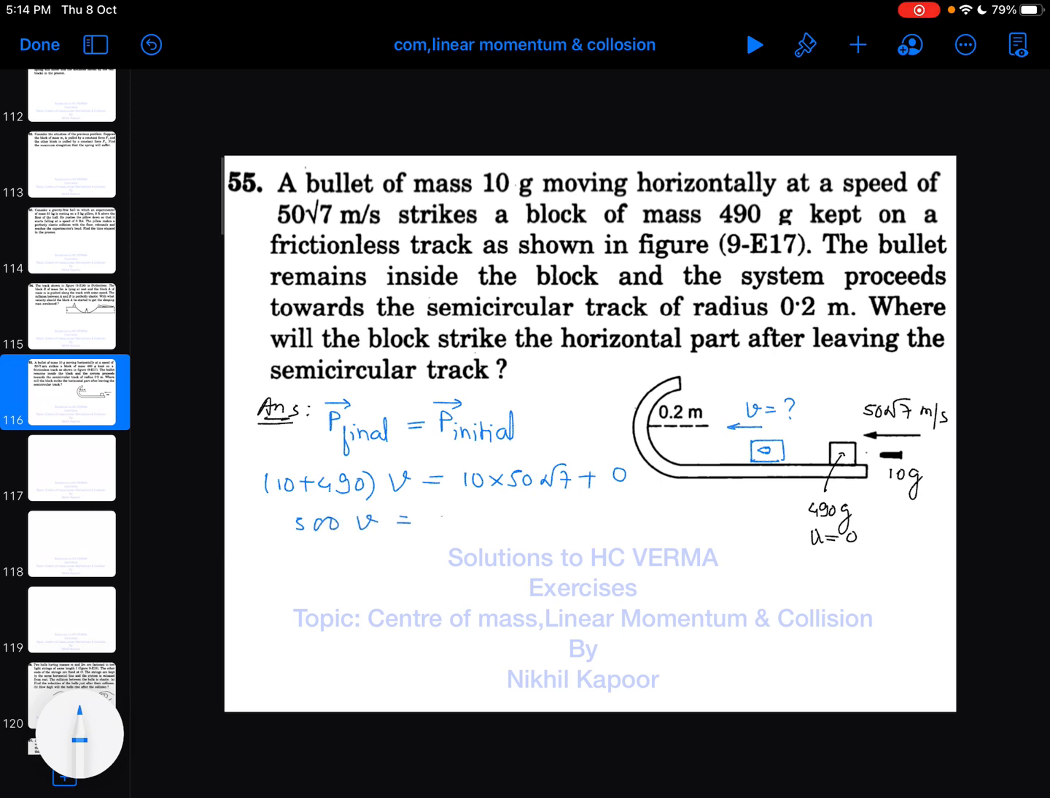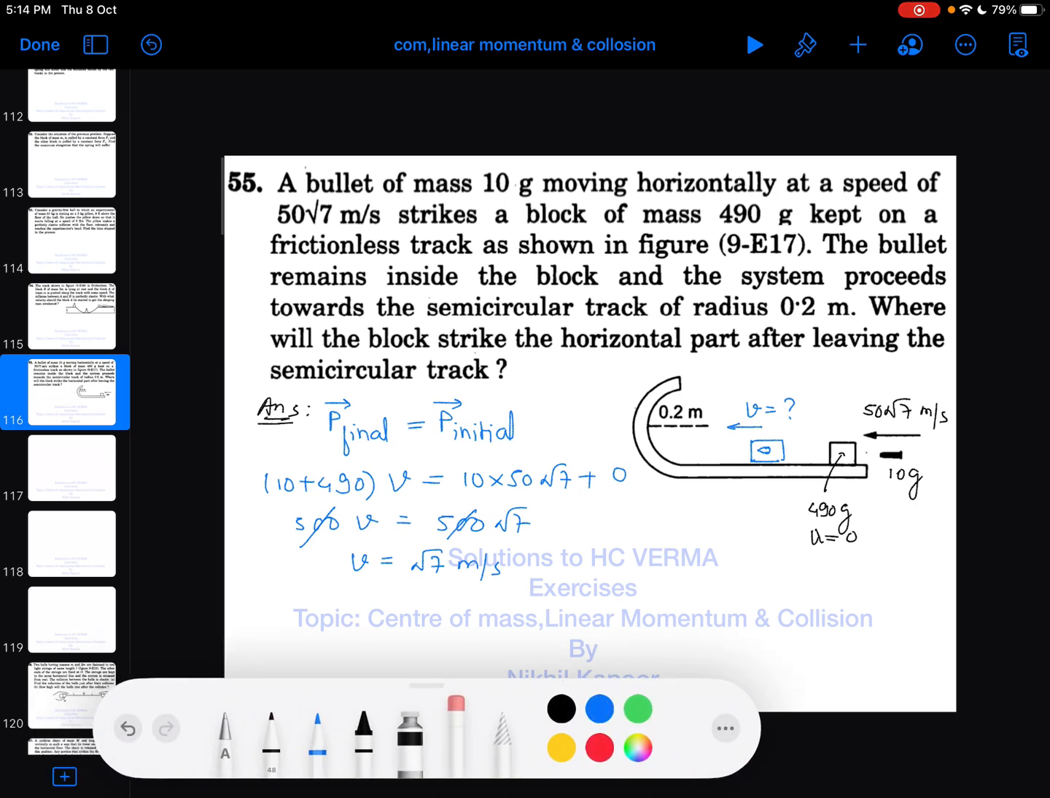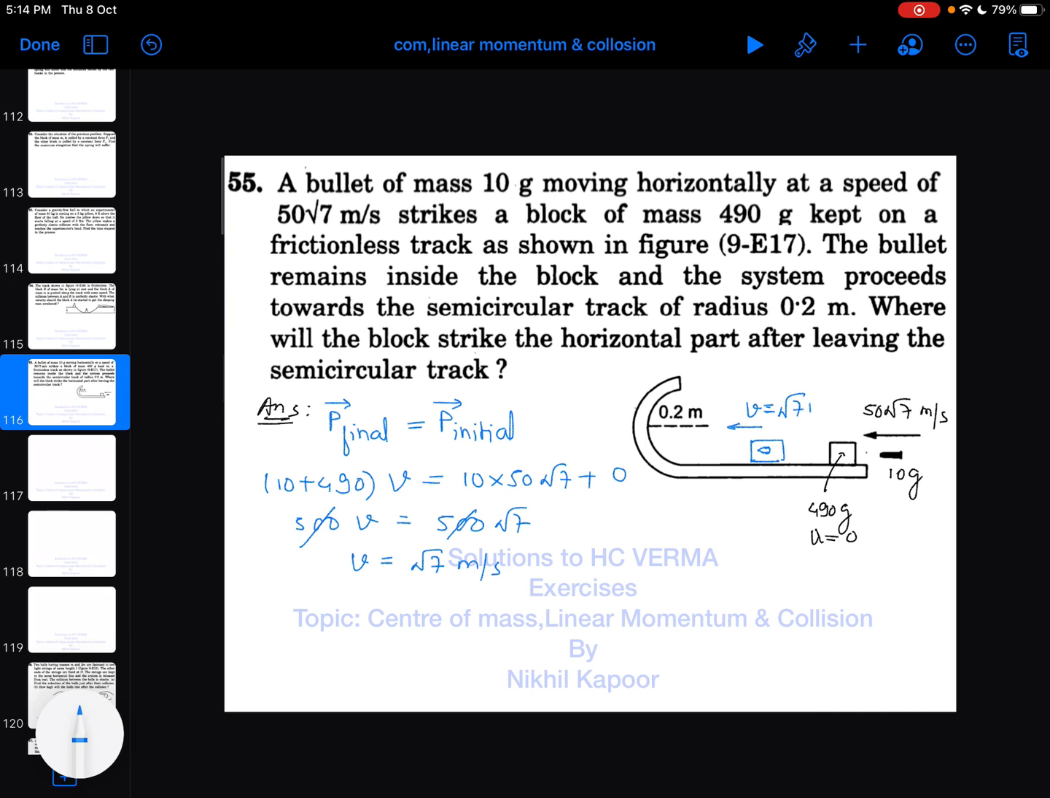As we are equating same quantities on either side, that's why I have not converted this into kilogram. If you want, you can also convert this into kilogram. You will get the same result. So we have got speed as root 7 meter per second, as speed is in meter per second we have taken. So this value is now known to us. It is going with the speed of root 7 meter per second.